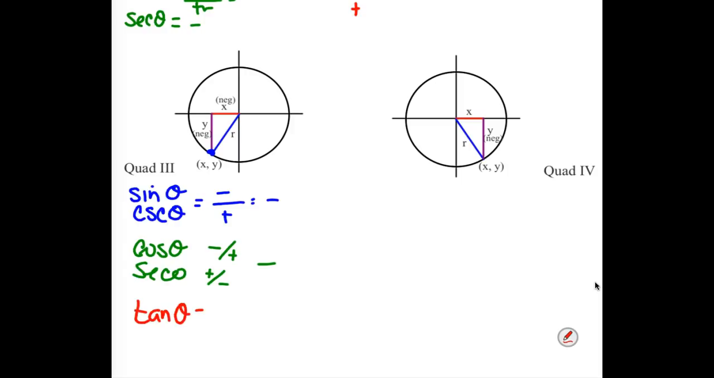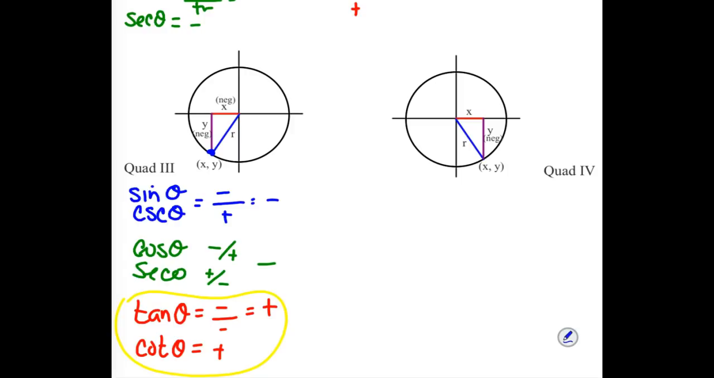But for tangent, tangent has y divided by x. So in this case, both of those are negative. A negative divided by a negative is going to come out positive. Same with cotangent. So in quadrant 3, it's the tangent and cotangent that end up being the only positive values.